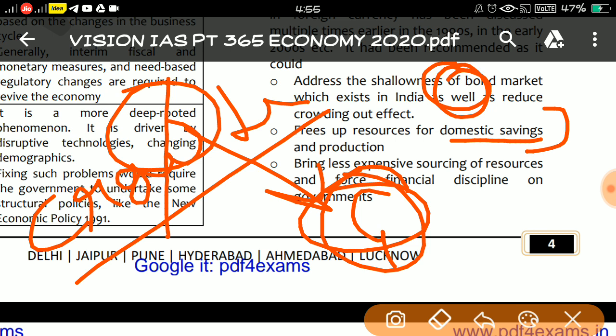Okay, the money is not there. So that's why this is known as the crowding out effect. Crowd basically means the Indian corporates. Just remember this thing, the crowding out effect will be there.